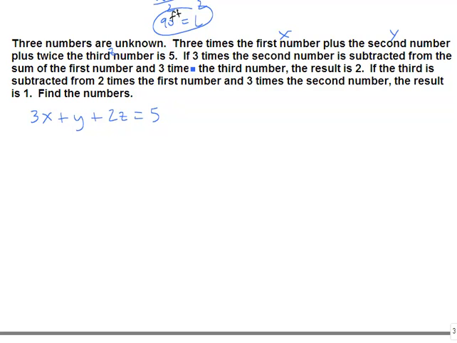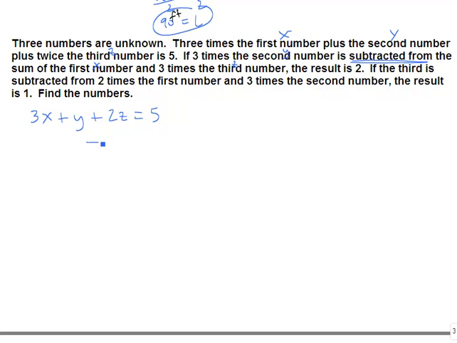Second sentence here, if 3 times the second number, remember the second number was our y, is subtracted from the sum of the first number x and 3 times the third number z, the result is 2. Okay, so let's translate this one. This one's a little bit tougher. 3 times the second number, so that would be 3y, is subtracted from. Remember when you see the phrase subtracted from, you kind of have to remember to switch the order around. So 3 times the second number, or 3y, is getting subtracted away from stuff.